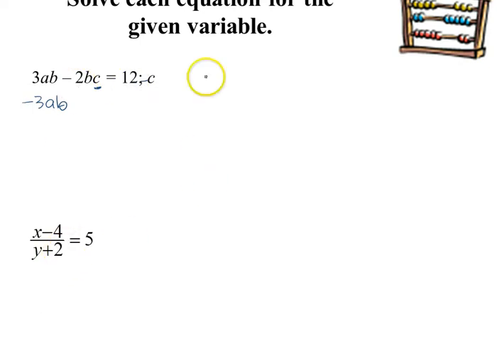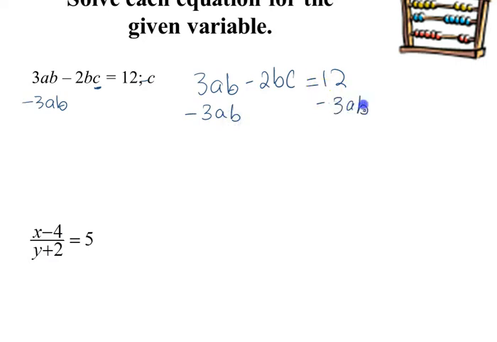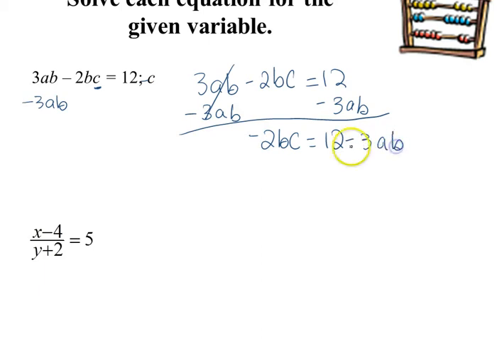Now let me rewrite this. So here we have to subtract 3ab. Now, be very careful. These are not like terms. So you cannot say, oh, it's 12 minus 3. No, no, no. Remember, we talked about like terms. Those are ABs. This is just 12s. All right? So these cancel, and we end up with negative 2 times BC is equal to 12 minus 3 AB.